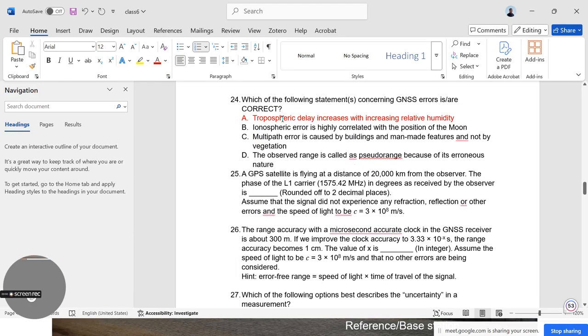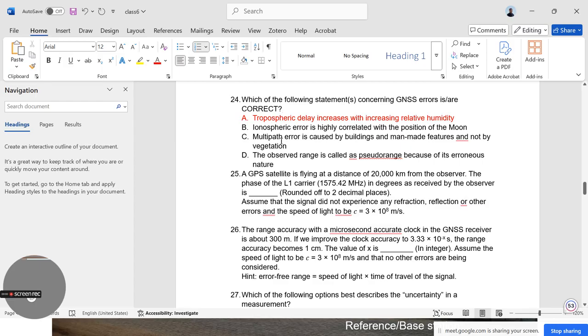Next is, ionospheric error is highly correlated with the position of the moon. That statement is wrong because ionospheric error is because of the ions present in the ionosphere, which is highly determined by the sun's energy, not the moon's energy, or the sun's radiation, not the moon's radiation. So option B is incorrect.